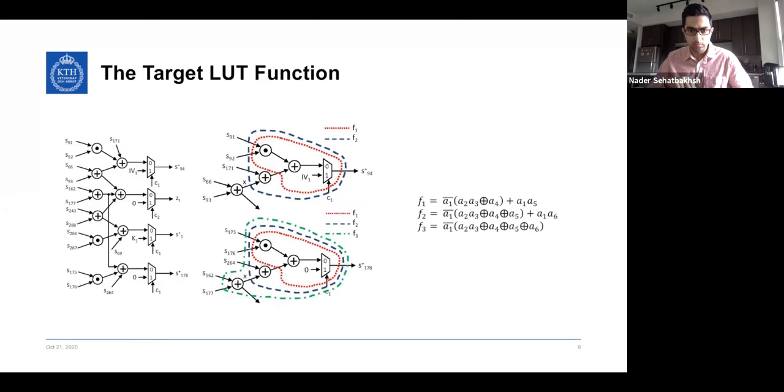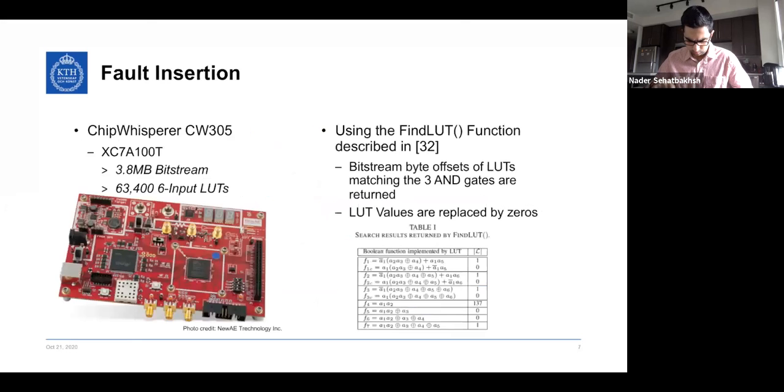Working backwards from the output ZT, we can see that these 3 functions on our right here are our prime candidates. Now that we have our 3 candidate functions, we use the find LUT program described in reference number 32 to search the bit stream for the LUT patterns, and through the magic of PowerPoint presentation hindsight, we find each function exactly once, exactly how we suspected.